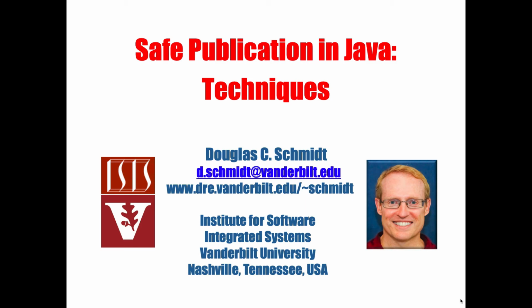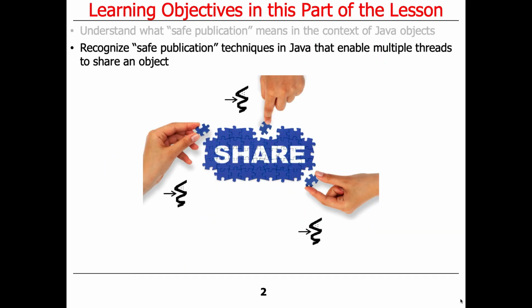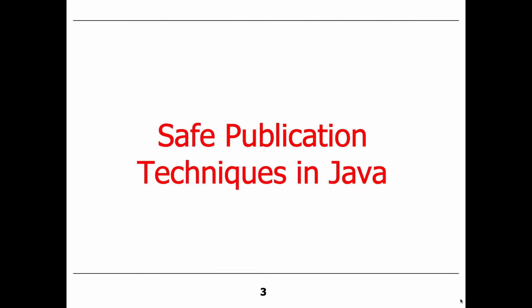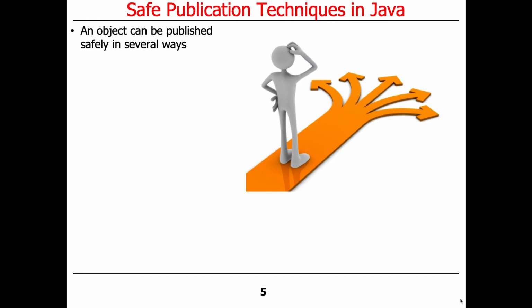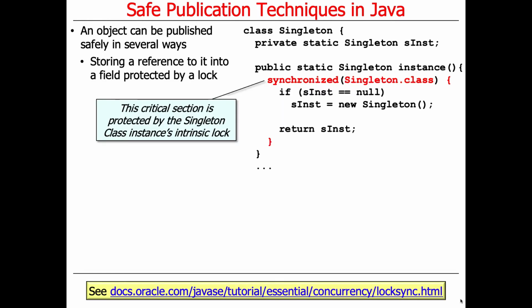So now what we're going to do is give some examples of techniques for ensuring safe publication in Java. Here are some things that need to take place in order for an object to be safely constructed and published. The reference to the object and the object's state must be made visible to other threads at the same time. This is a really, really subtle and bizarre thing. So there's a couple different ways to publish objects safely.